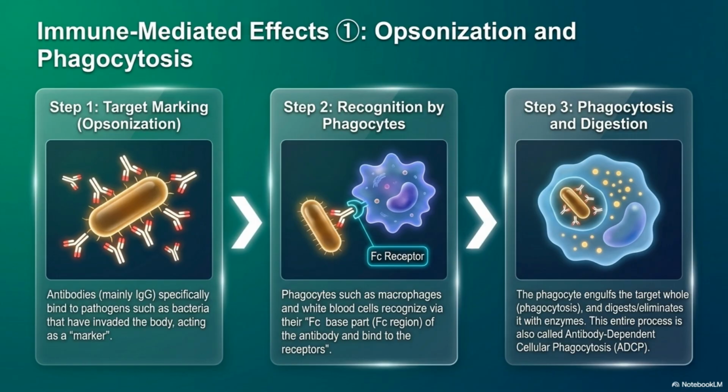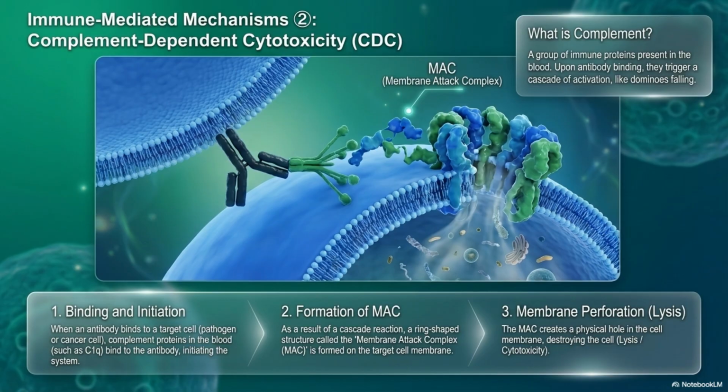Now, let's look at the first immune-mediated pathway. When antibodies bind to a pathogen, they tag it, a process called opsonization. Phagocytic cells like macrophages then recognize this molecular tag via their Fc receptors, allowing them to engulf and digest the target entirely.